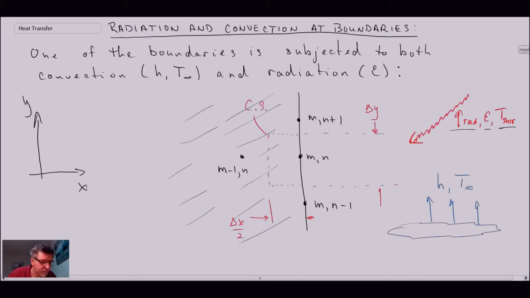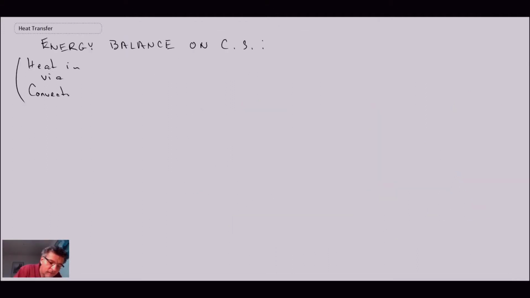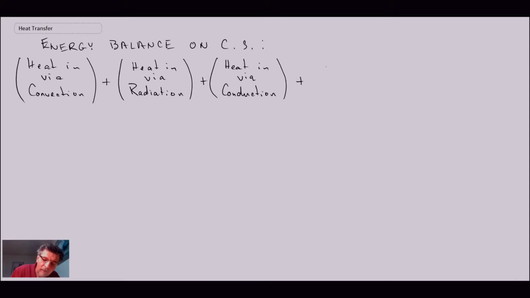And just like before, what we're going to have is heat in through convective heat transfer. We have heat in through radiation heat transfer. And then we're also going to assume that we have conduction coming into our little control volume across the control surface. So we have heat in through convection, radiation, conduction, plus the rate of energy generation within our control volume, and all of that has to equal 0. So what I'm going to do now, I'm going to write out the equation, and from that we're going to try to solve for what's happening on the boundary at location m, n.